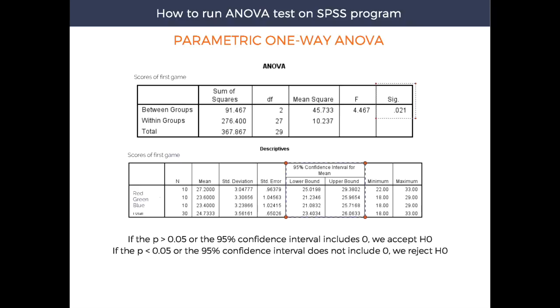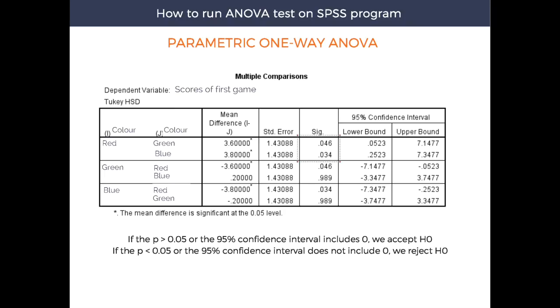Okay. So again, we just look at the significance value and the 95% confidence interval for the mean. Okay, so if the p-value is larger than 0.05, or the 95% confidence interval includes 0, we'll accept the null hypothesis and say that there is no difference in means between the groups. But if the reverse is true, then we'll reject the null hypothesis.